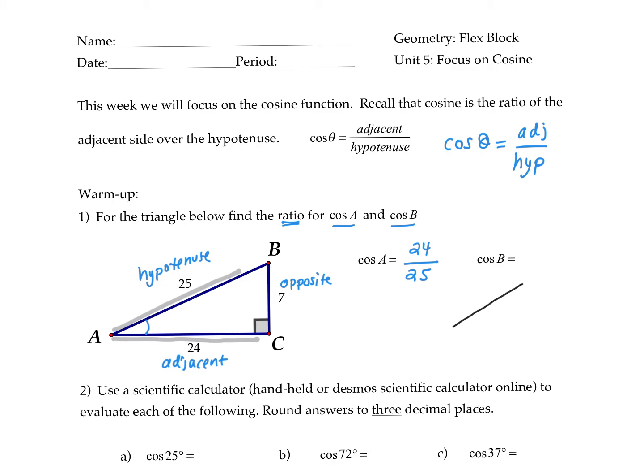Okay, I'm going to take a second and redraw this triangle just down below, because when we switch angles, our labels have to switch as well. So the numbers stay in the same place. When I say the labels switch, now that we're using B as the angle of reference, 24 becomes the opposite side because we go across the triangle to get there. 7 is now the adjacent side. And 25 is still the hypotenuse. So for angle B, the cosine is the adjacent side over the hypotenuse, or 7 over 25.